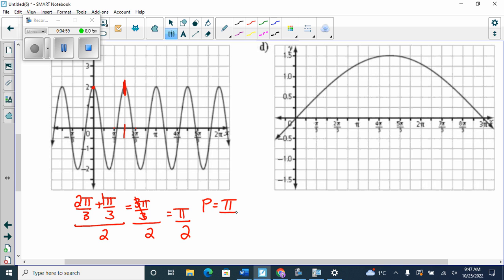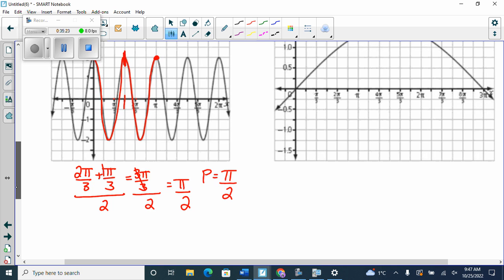Now, if that is rough, could we not find 2 repetitions and then figure it out? So we could have gone like this. I could have gone, okay, that's 1 period, and that's 2 periods. 2 periods takes me to pi. So what's 1 period? Pi divided by 2. I could have done that as well, right? So in many ways, you can do it as long as it's right. I don't care which way you go. And then the amplitude is 2.